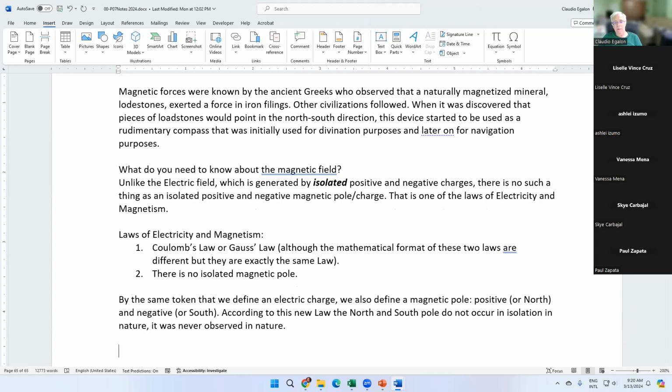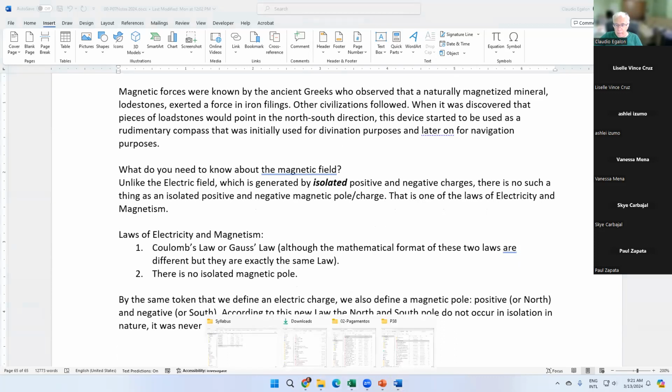There are scientists that want to prove the existence of magnetic monopoles, but they have yet to provide some serious evidence that is recognized by the scientific community at large. And that's the first thing that you gotta take home.